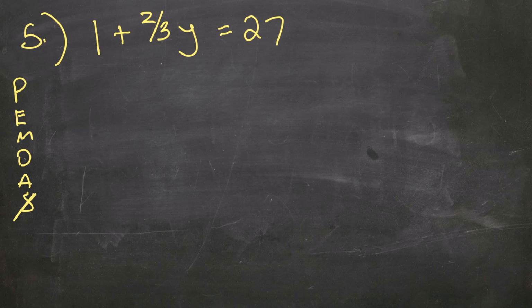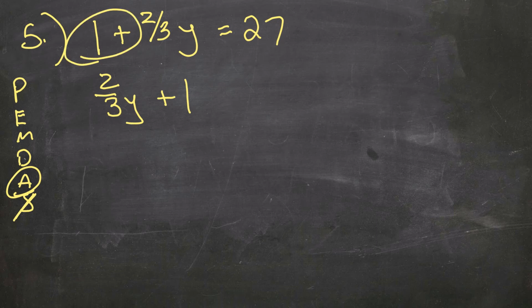And I don't see any subtraction, but I see addition. I see 1 plus 2/3 y. You might want to write it as 2/3 y plus 1, because really, I'm not going to subtract 2/3. I want to get rid of this 1 right there first. I don't care about the plus 2/3. Alright?